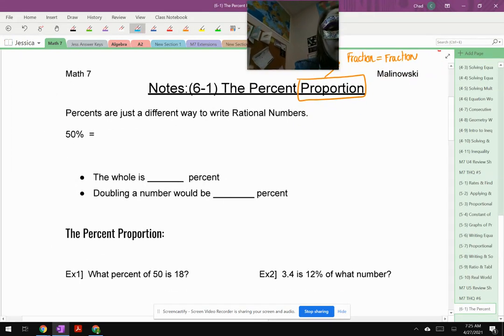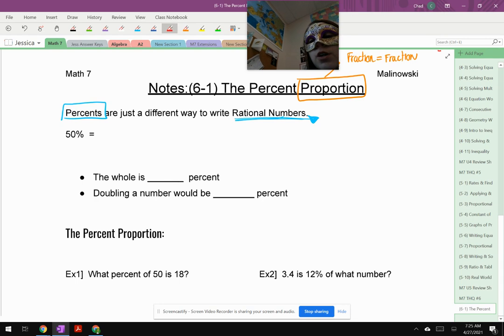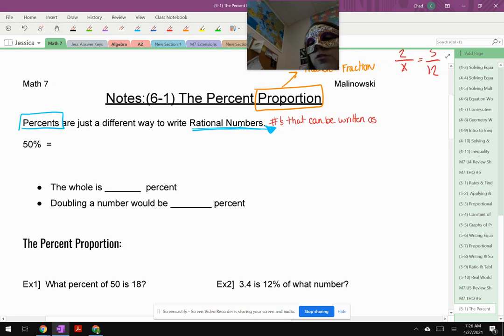Percents, on the other hand, are just a different way to write rational numbers. Ooh, rational numbers, vocab word. This is a very important word. You're going to need to know this in 9th grade when you get me back again. So percents are just a different way to write rational numbers. Rational numbers are just numbers that can be written as fractions. Remember, that's what we spent our entire Unit 2 on.